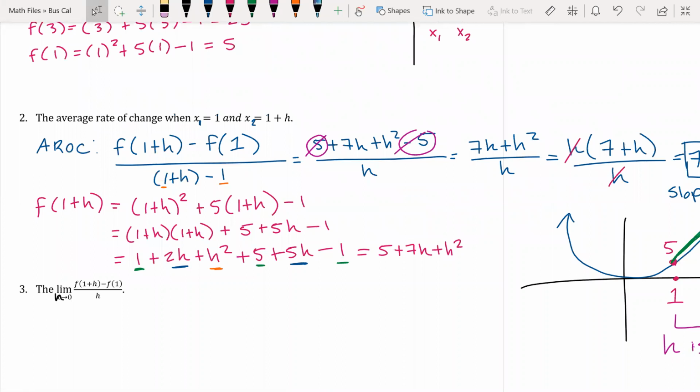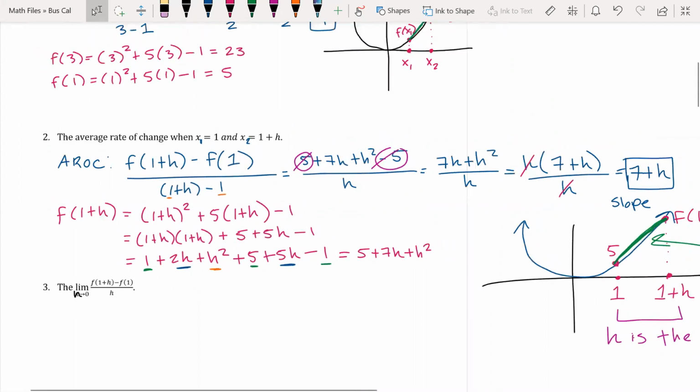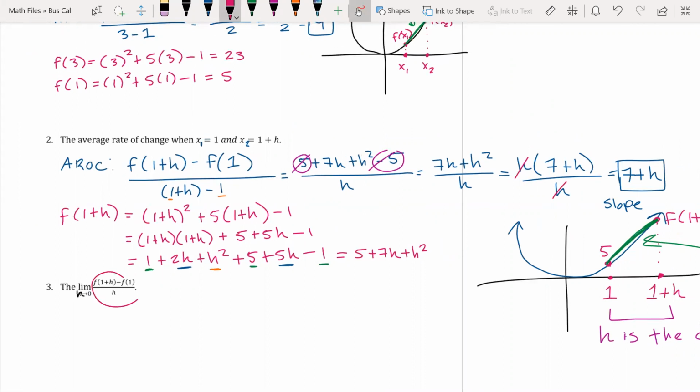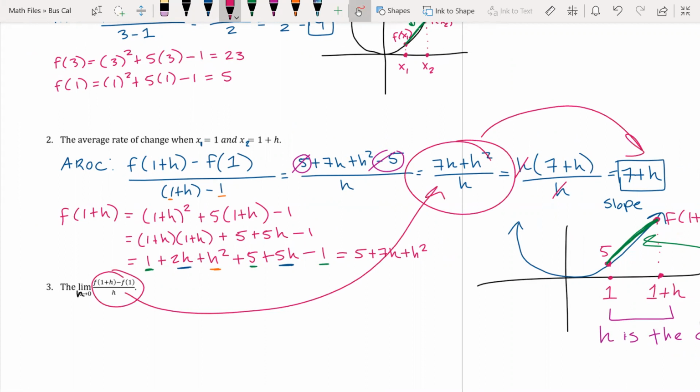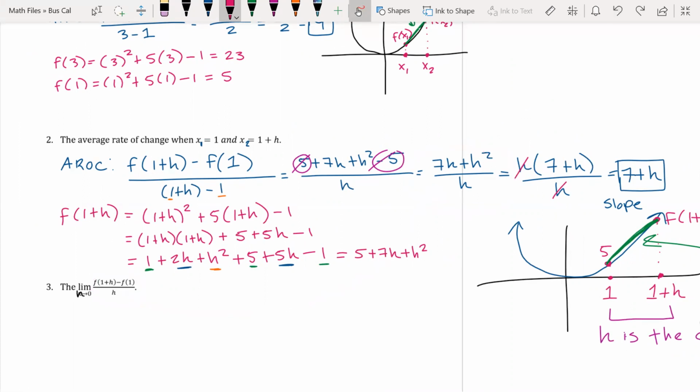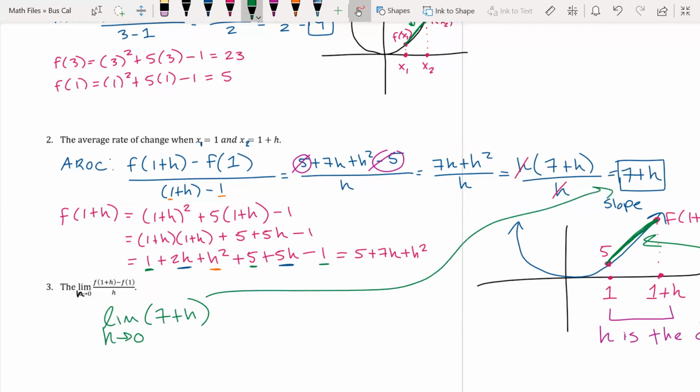So this says, what is the limit as h approaches 0 of f of 1 plus h minus f of 1 over h? Well, the great thing about this is we already did that work. F of 1 plus h minus f of 1 is everything we did here, which leads us to this answer there. So all we have to do, since we've already done all the work, is just rewrite the limit. And I'm just going to say the limit as h approaches 0 of 7 plus h. Once again, that comes from there. And all we have to do now is plug in what number for h? 0. 0. And we get 7.